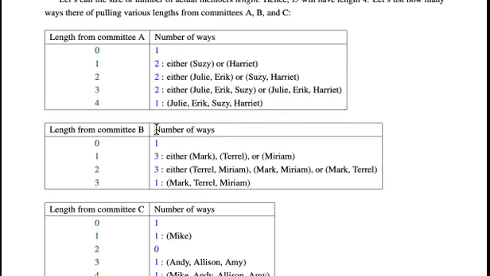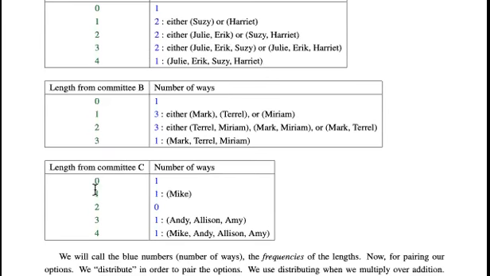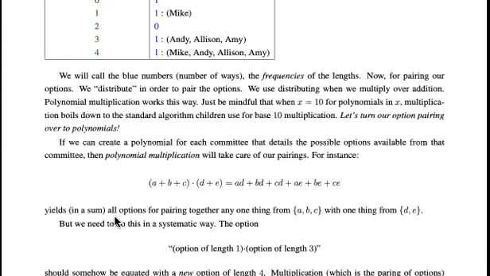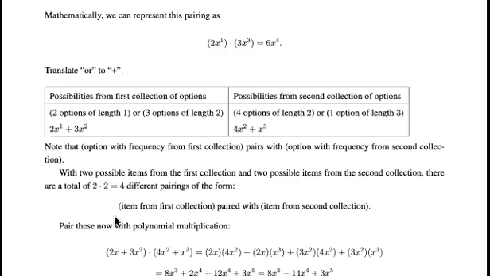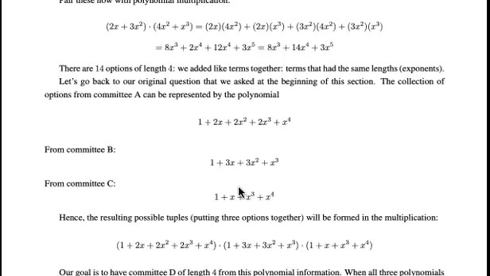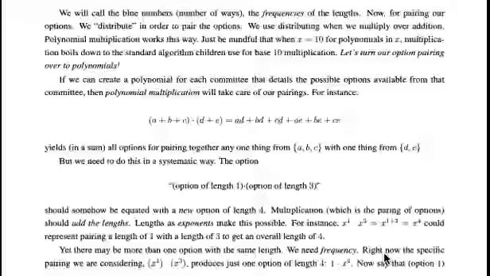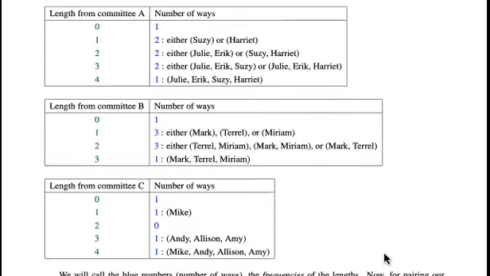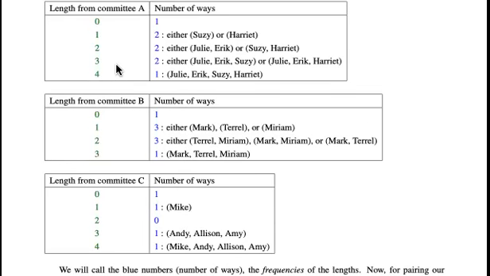And then from this data, we can get a polynomial for committee B. From this data, we can get a polynomial for committee C. So we have our different polynomials listed out right here. Now notice on this line, we're multiplying them together. Why would we be multiplying them together? Well, what we want to do is think about how we can form a committee of 4 people. If we pull 2 people from here, then we could pull 1 person from here and 1 person from here.